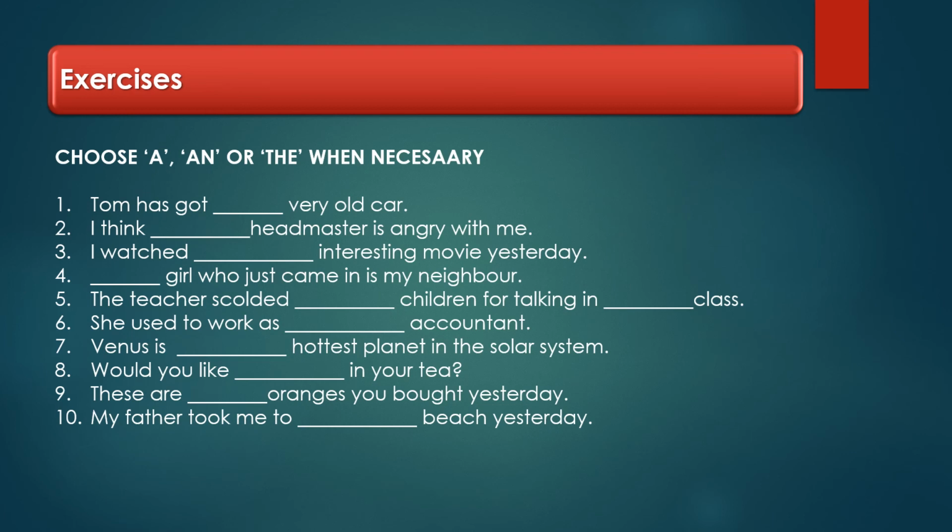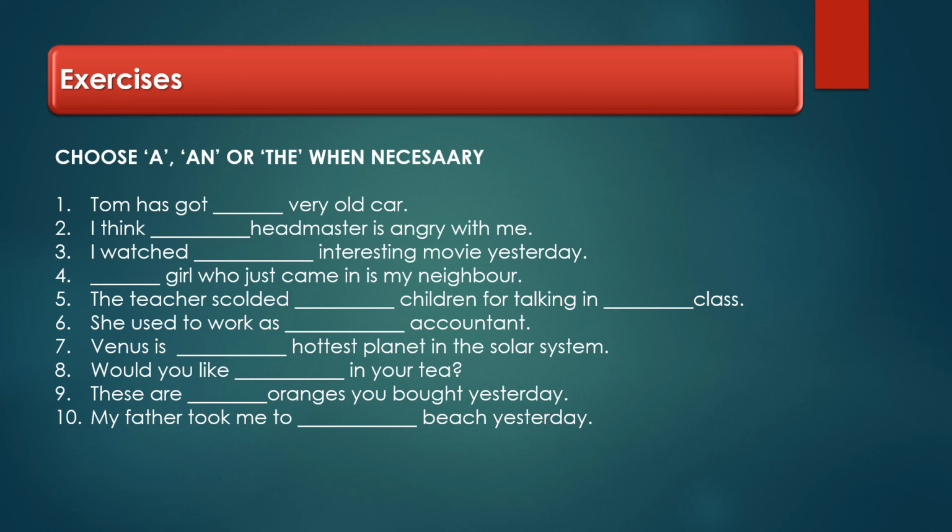The teacher scolded dash children for talking in dash class. The teacher scolded the children. Children who are talking, she has scolded those children. So we will use the definite article. For talking in the class, we are talking about the particular class. So, the class. Sixth, she used to work dash accountant. An accountant. A is a vowel.